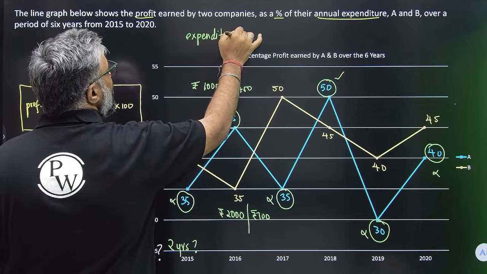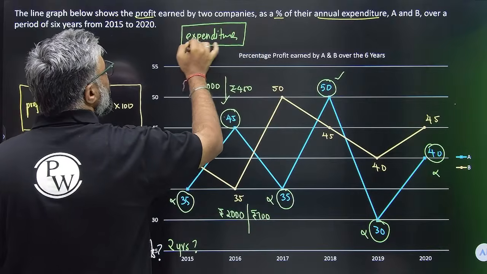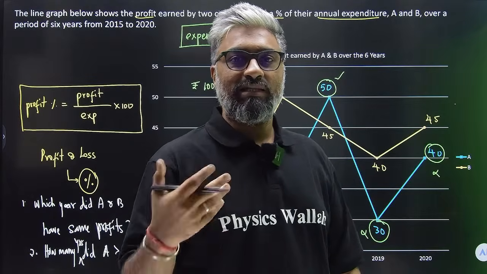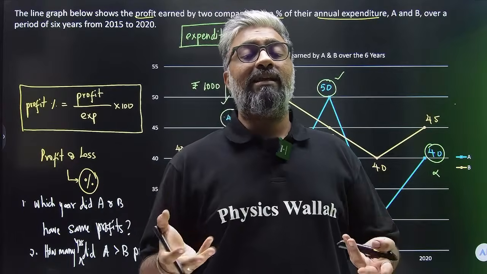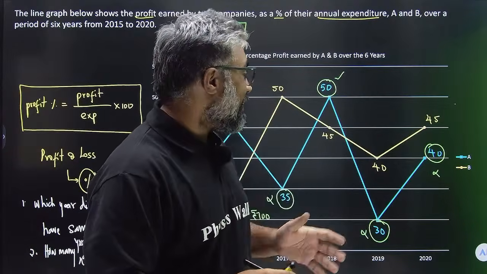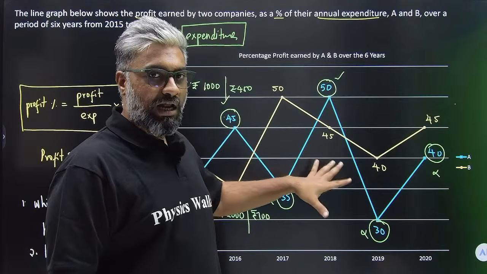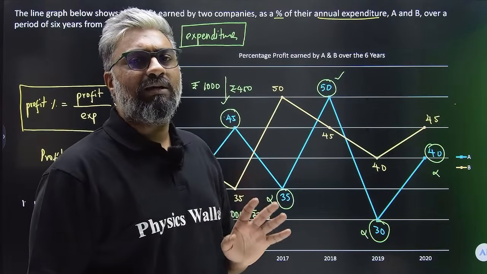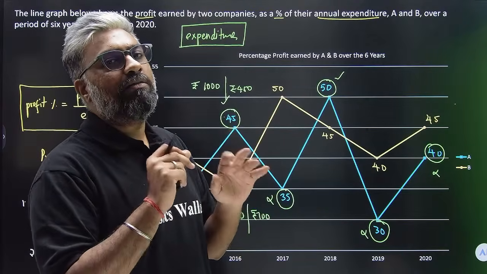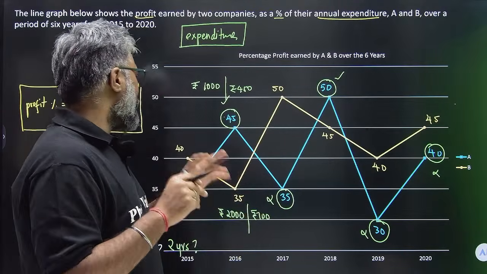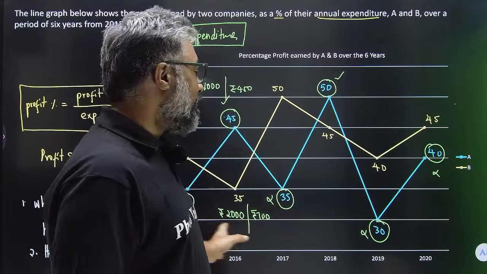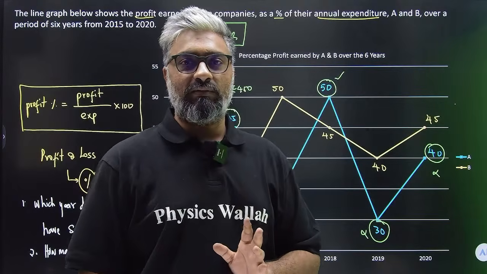Unless and until they tell us something about the expenditure directly or indirectly, if they don't tell us the cost, the expenses, there's nothing we can interpret from it. It's just sheer values. So instead of giving it to us in a graph, they might as well have given it to us in a table, or just written in text that in 2015 A had 40% profit, 35% profit, and B had 40% profit. Like that, they could give us 6 statements and we'd still be satisfied.